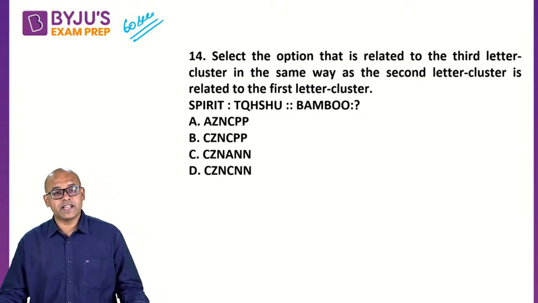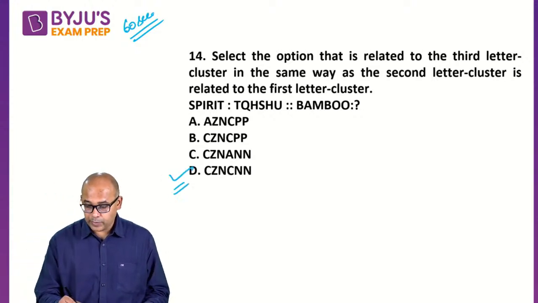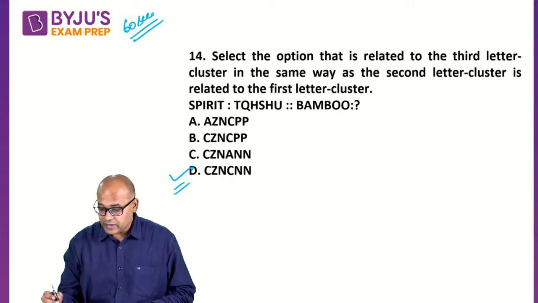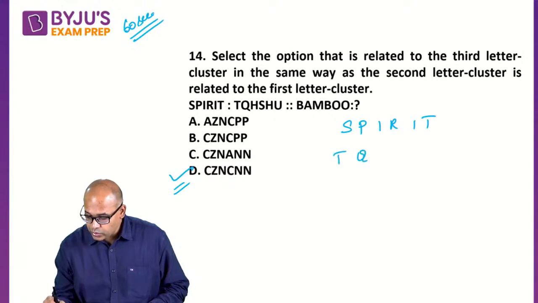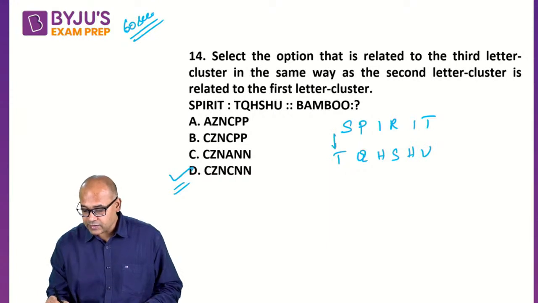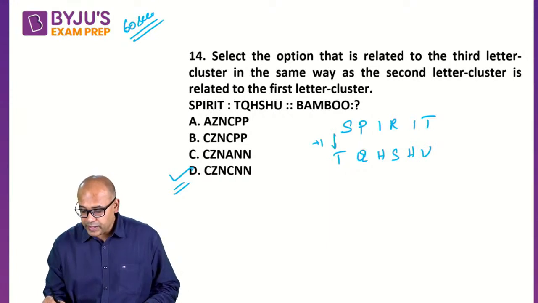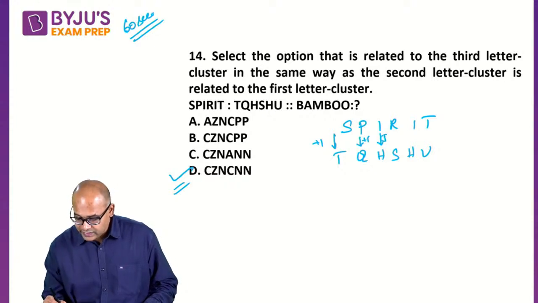Alright guys, so that's 60 seconds. Neha, that is the correct answer, option D. So let us see what is happening here. We have SPIRIT, which is coded as TQHSHU. So what is happening here? S plus 1 is T, P plus 1 is Q, I, J is PQ. So STPQ, I, J is missed.